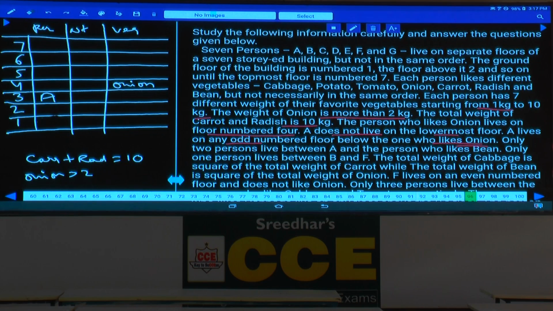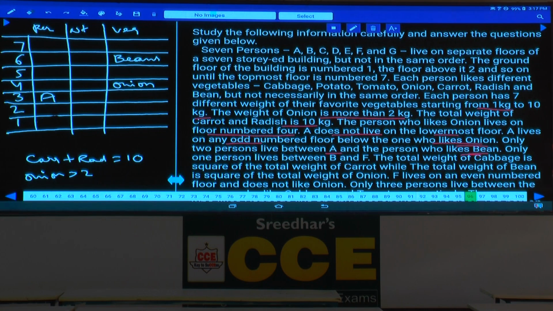Only 2 persons live between A and the person who likes bean. A and bean, how many persons are there? There must be exactly 2. Hence, below A, bean is not possible because we do not have 2 persons. Hence, above this one, the person who likes beans must be on the 6th floor.